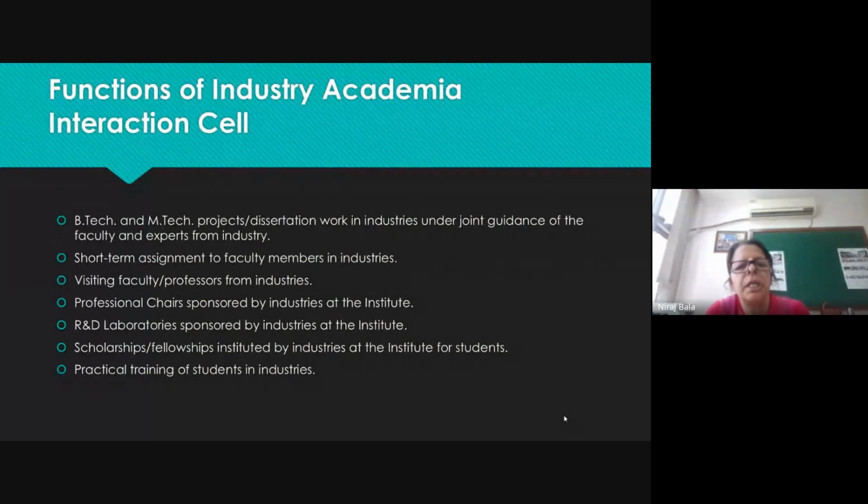Then professional chairs sponsored by industries. There are certain professional chairs which industry sponsors at the institute. Then certain laboratories, like sir was telling, they have this by DICON. Sometimes they have their own research and development laboratories. The industry establishes laboratories at the institute itself, so that students can come to know about the practical aspects from the institute. Then scholarships and fellowships instituted by the industries at the institute for the students. And lastly, the practical training of students in industries.